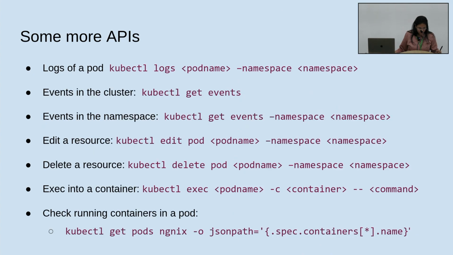So this is an example you can try. These are a set of commands that you can just try. I'll give you a few minutes to try and explore what is there. The first command in this list that I want you to try is this last one, which checks the running containers in a pod. So you have the Nginx pod up, right? You need to check if it's actually running.